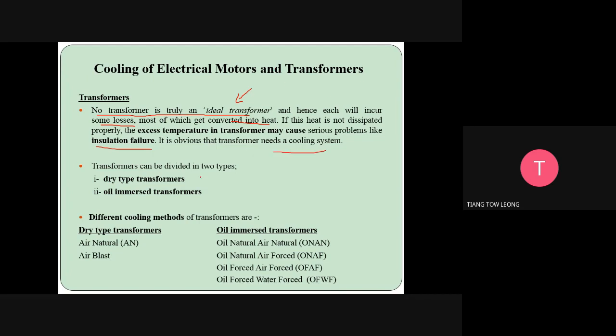So the transformer can be divided. This one is for the transformer cooling system, which will come out in the test. We will focus on this one in this topic. We have two types: dry type and oil immersed type.